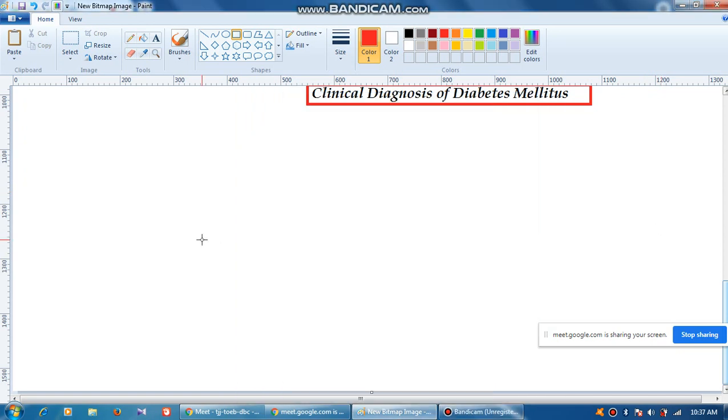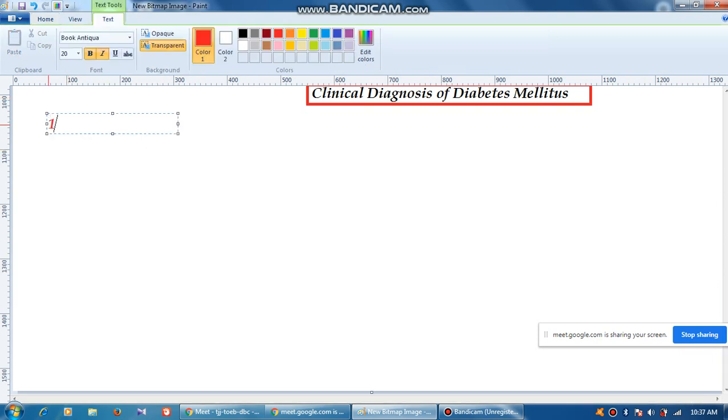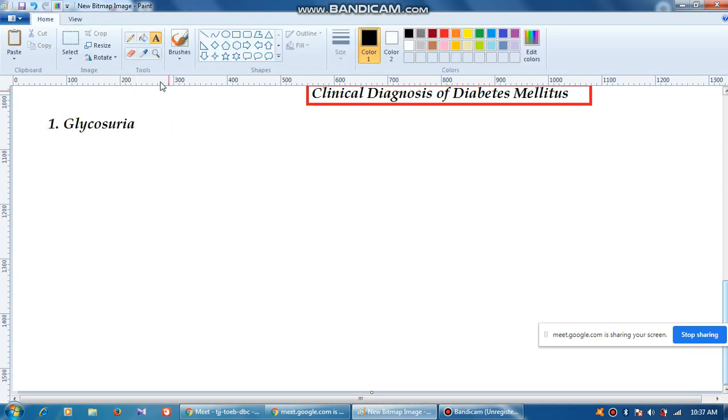So in this, as I have told you, in the clinical diagnosis of diabetes mellitus, one of the important first signs, can you remember, is glycosuria. So first of all, we will detect glycosuria. If a person is passing urine that contains a high amount of glucose, how will we diagnose it? We have already spoken about this condition.